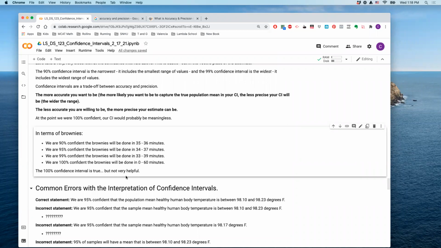I could be a little bit more sure that they're going to be done somewhere between 34 and 37 minutes. And I could be a little bit more sure that they're going to be done between 33 and 39 minutes. And I'm totally sure they'll be done somewhere between 0 and 60 minutes. But 0 and 60 minutes is such a wide range that it is totally meaningless. Like, yeah, it's true. It's completely accurate. They're going to be done somewhere in there. But it's such a wide range. Again, that's totally unhelpful.